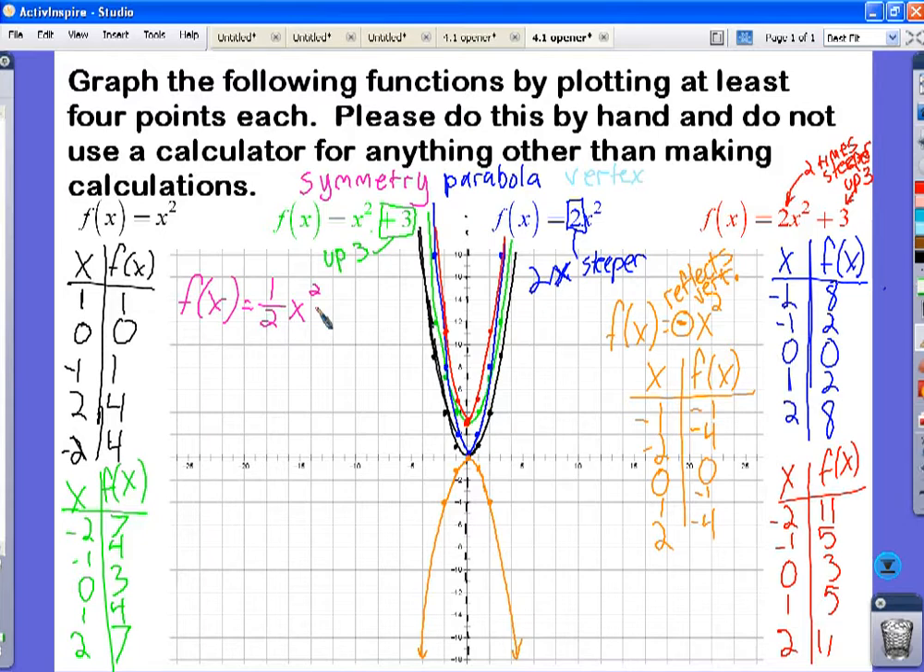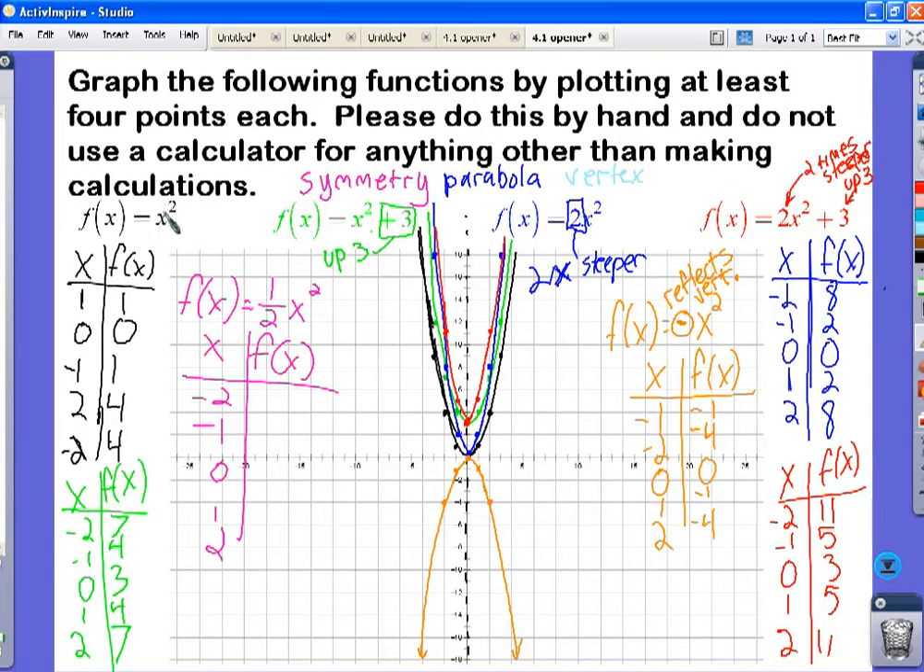Remember how multiplying everything by 2 made everything higher up, and so it made everything steeper. So if you multiply everything by a half, that'll cut it in half, and now these points will be half as high as they used to be. Negative 2, negative 1, 0, 1, 2.